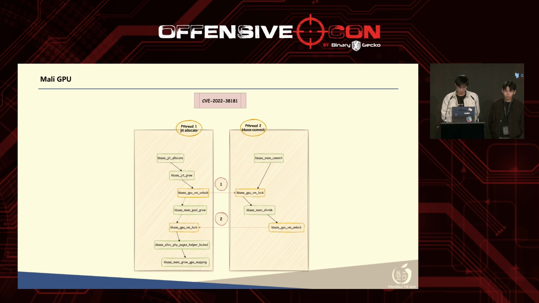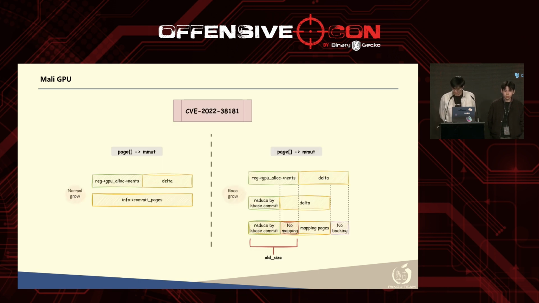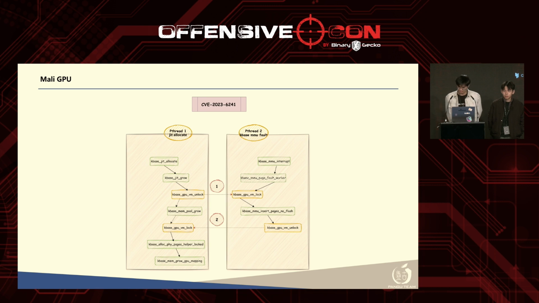So, what can happen? The normal situation is like the left picture, and the vulnerable situation is like the right picture. In the right picture, you can see the page table and the pages address are not the same, and there is no mapping address and no pages address in the page table. Yeah, let's put it aside for now and check out the next one.